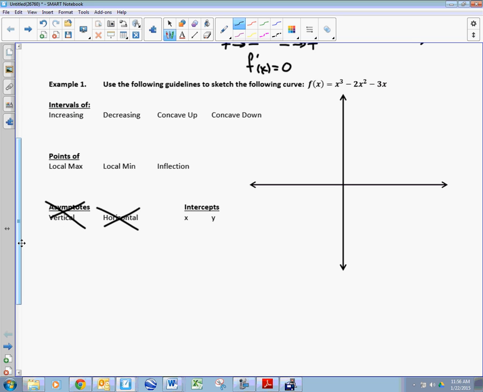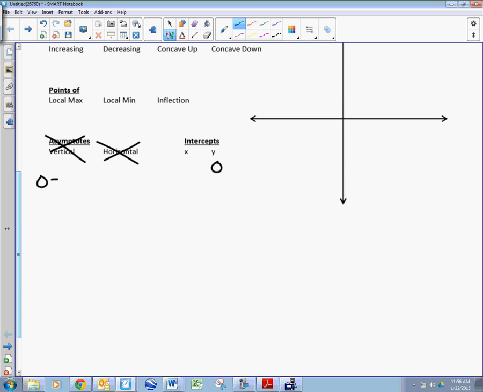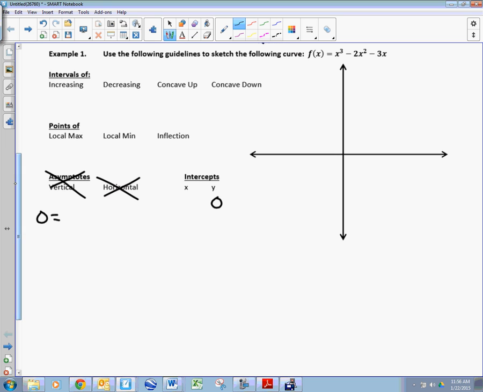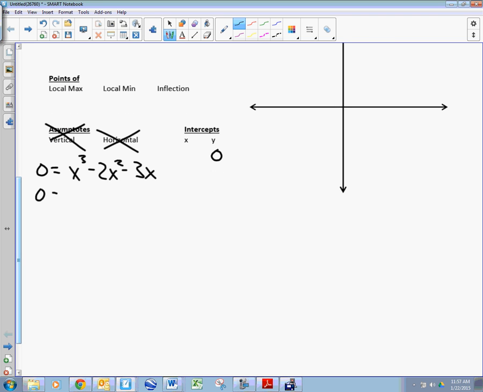In order to find the y-intercept, I plug in 0 for x. Plug in 0 for x, and you get 0. To find the x-intercepts, I plug in 0 for the function value f of x, or y. I get 0 is equal to x to the third minus 2x squared minus 3x. Can I solve that? Factor out an x, and then we get x squared minus 2x minus 3. Does that factor? x minus 3, x plus 1. So I have zeros of 0, negative 1, and 3. So I'll be able to plot those points.